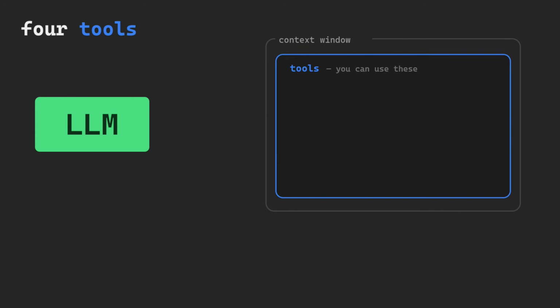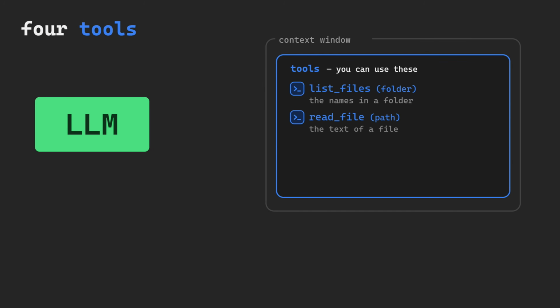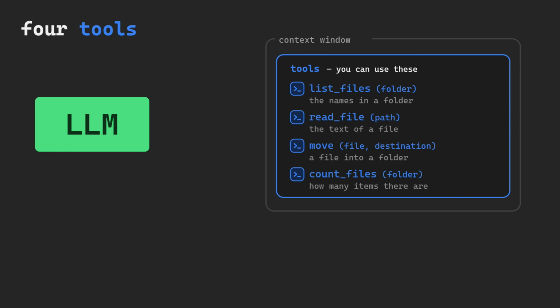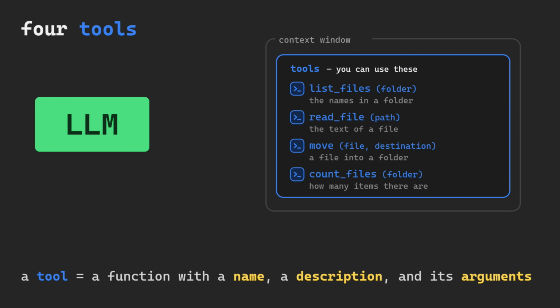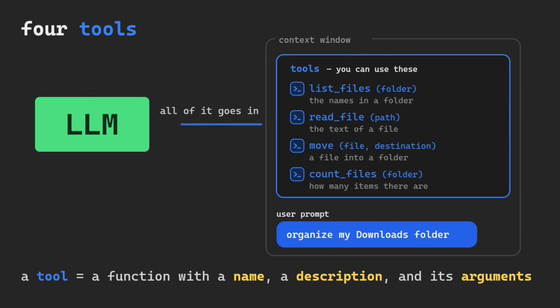Let's give it 4 tools: list, read, move, and count files, and ask it to organize our downloads folder. And a tool here is nothing exotic. It's just a small function in the code that does something, with a name, a short description, and the arguments it takes. And all of it is visible to the model along with our prompt inside the context window, which is everything the model can see at once.